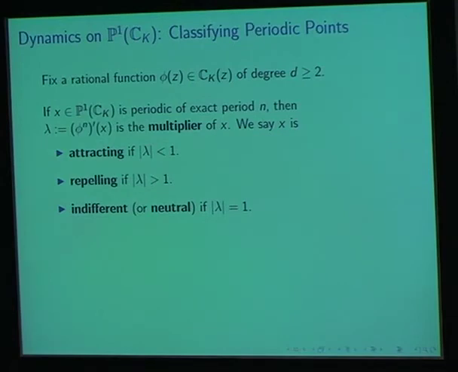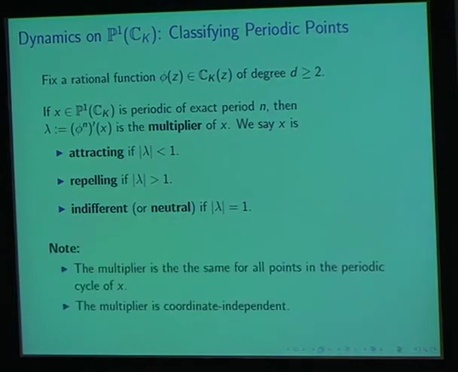Of course, this is now the non-archimedean absolute value. This is not the complex absolute value anymore. But you can say all those words, and they do sort of mean what they said before. Near an attracting periodic point, stuff gets sucked in. Near a repelling periodic point, stuff gets pushed away. A little less clear maybe what happens at an indifferent periodic point.